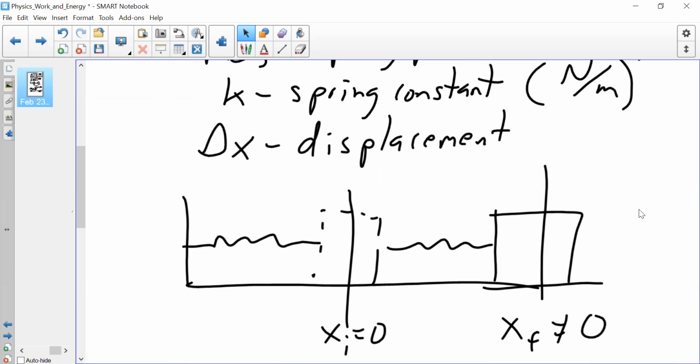So that's the only other form of energy that we'll be talking about before we get to the conversation on conservation of energy. All right.